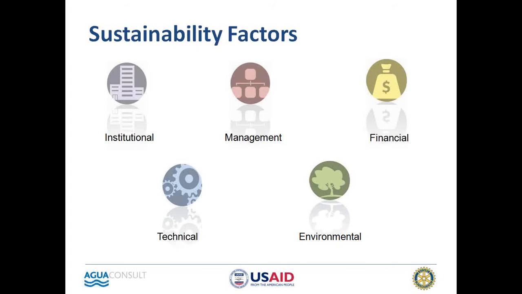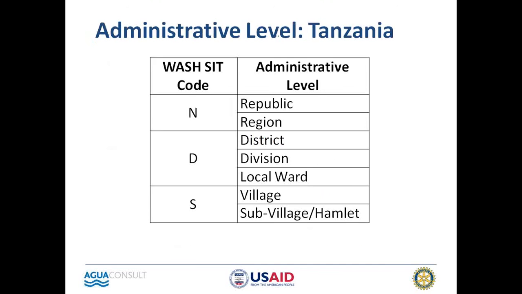The third component of the reference code is the sustainability factor. This references 5 sustainability factors which we have found, based upon an extensive desk review, to be the most important factors affecting the sustainability of services. And these are institutional, management, financial, technical, and environmental. The color coding throughout the framework sheets corresponds to the color coding shown here. Hopefully you can see that unless you're working on a low resolution monitor or black and white.